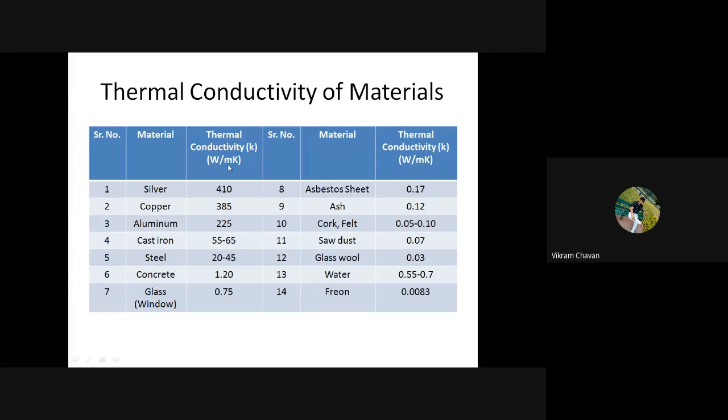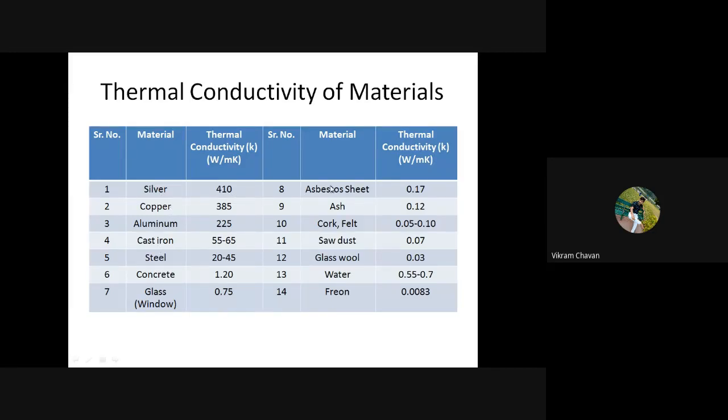If you take watt per meter Kelvin or watt per meter degree Celsius, both units will not impact the quantity for that material. So the first material is silver, and its thermal conductivity is 410 watt per meter degree Celsius or Kelvin. Based on this number, 410, is it a good conductor or a good insulator? Good conductor.